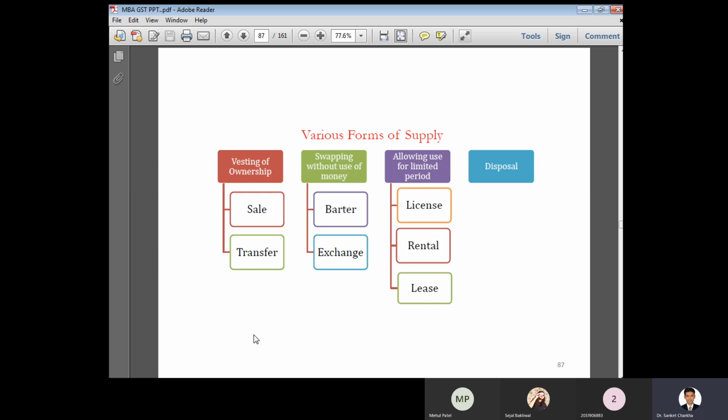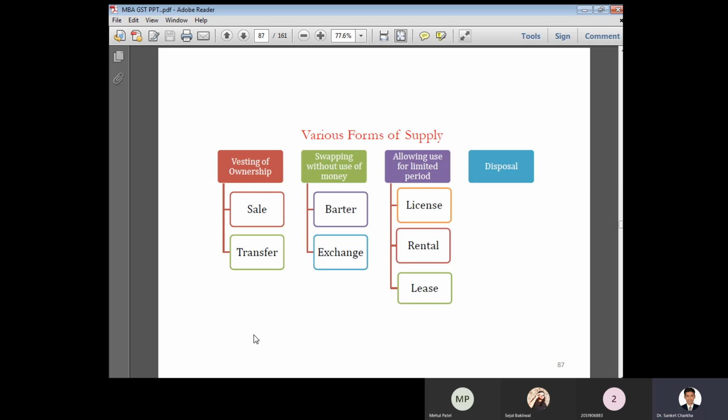So in case of sale, the ownership transfer is 100%, whereas in case of transfer, there is no transfer of ownership rights. Swapping without the use of money. Now what are the various cases wherein actual involvement of money is not in existence? The actual involvement of money is not in existence in two cases.